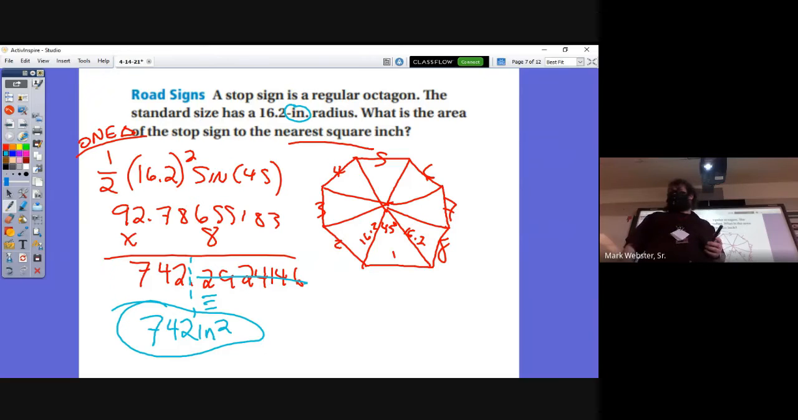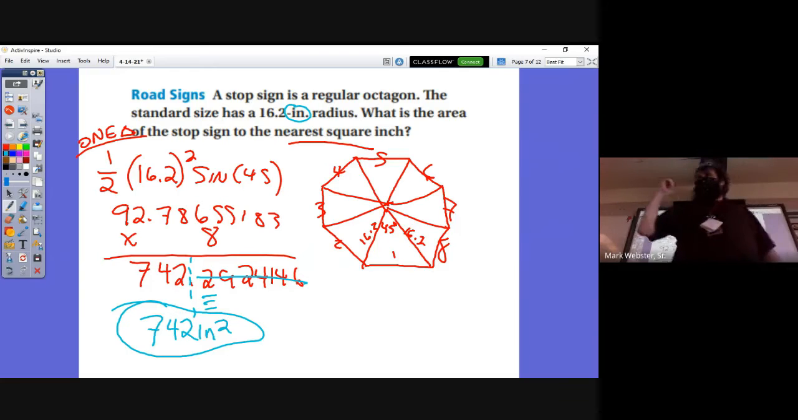Y'all see how much easier that was? And the best part is, if you've got the radius, it doesn't matter how many sides there are. You can just do it. The only thing that changes is what's the angle in the middle, right? 360 divided by whatever the number of sides is. That's the only thing that you have to check every time for a problem like this.